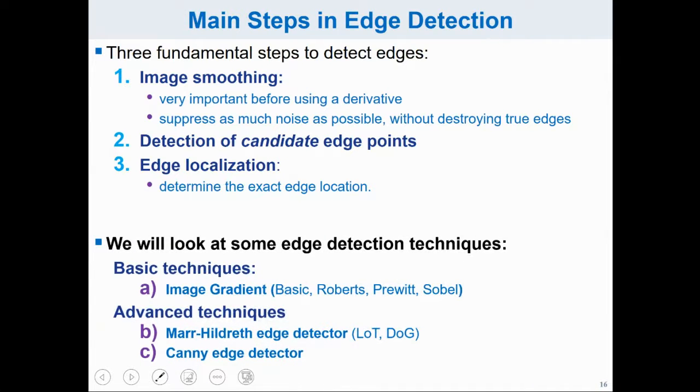So we talked about the basic technique before, the image gradient. I'm not going to go over that, I'm just going to go very, very quickly just to remind you of that. And then we're going to talk about the advanced techniques, which are the Laplacian of Gaussian and the Canny edge detection.